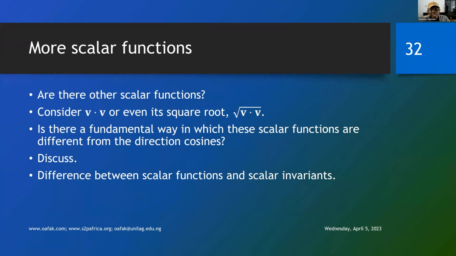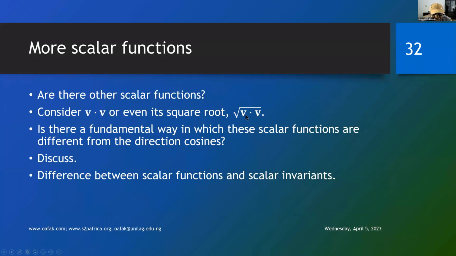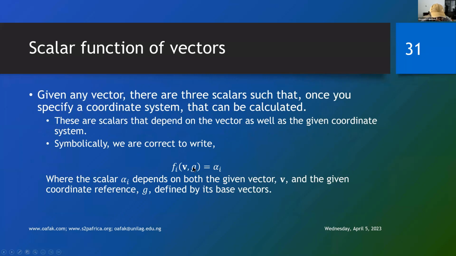Well, you see, in the direction cosines, the scalar functions are mathematical functions, scalar input map. No, that's not it. You are trying, but no. Can't you see that these other functions are dependent only on V? This one depends on V and G. It depends on V, but V alone cannot give you the direction cosines. You also have to specify the coordinate system you are using.